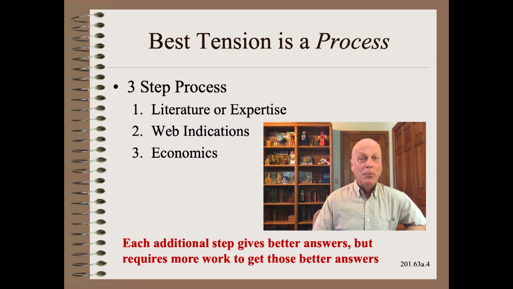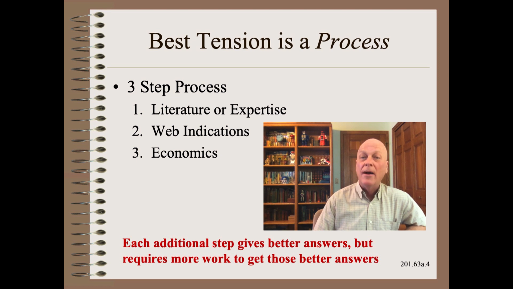Defining many things is a process, in this case, a 3-step process. The first step is to look for guidance from some published literature or other expertise. Sometimes that expertise is internal experience. The second step gives better answers. That is to look to see what our customer, our web, thinks about our choice of tensions. The final step, actually getting to best, can only come from economics. Each step gives better answers, but requires more work to get those better answers.